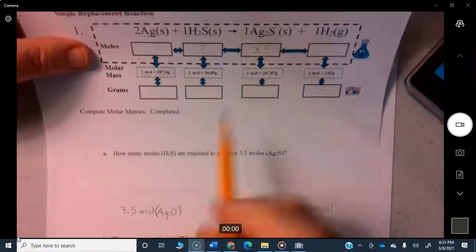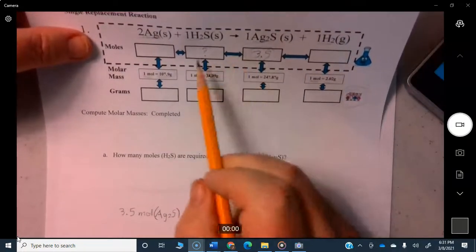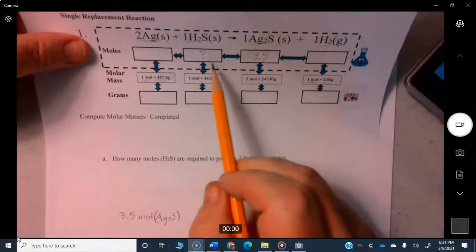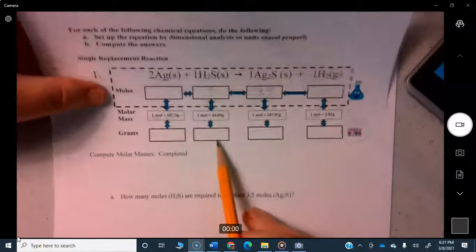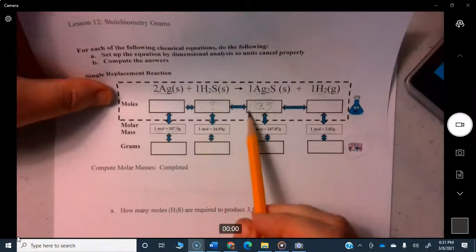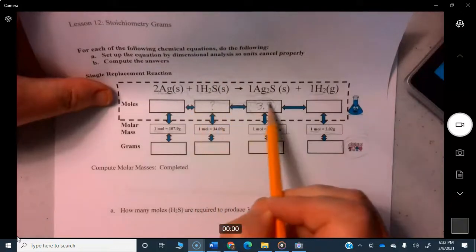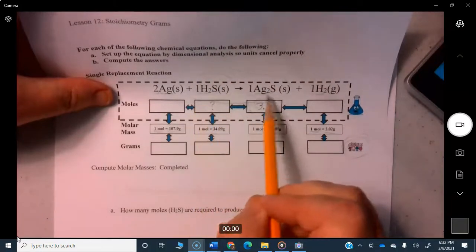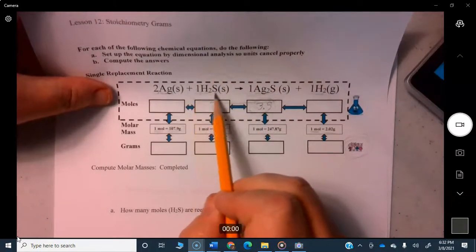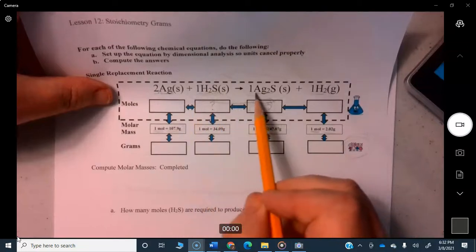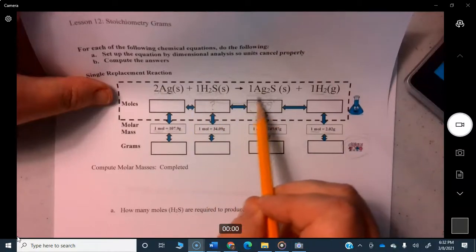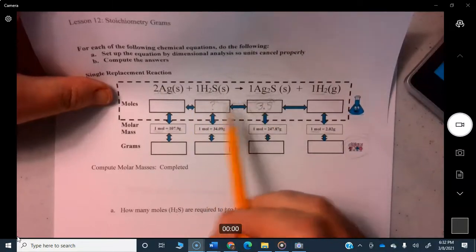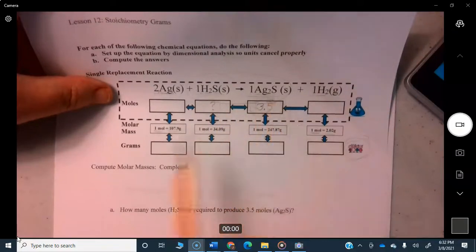Okay. Now I'm simply going from here to here. That's one conversion. So we need something that relates these two. What is it that we have that relates these two? The answer is it's this part of the chemical equation. It tells us that it's going to require 1 mole of H2S to produce 1 mole of Ag2S. Okay. So it's a 1-to-1 relationship, nice simple relationship. So we're going to write that over here.